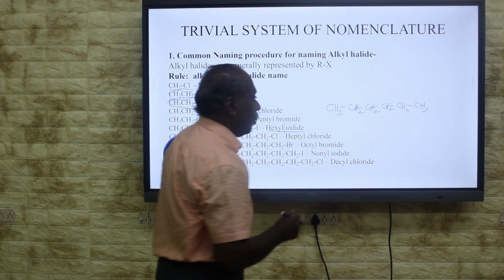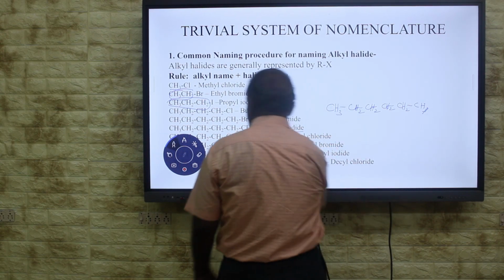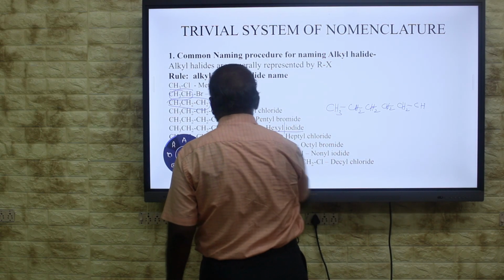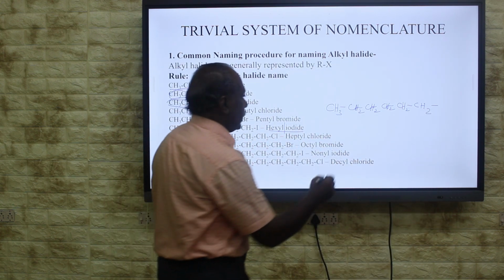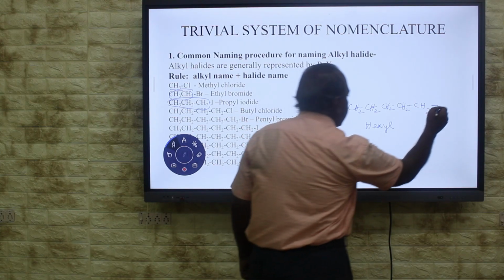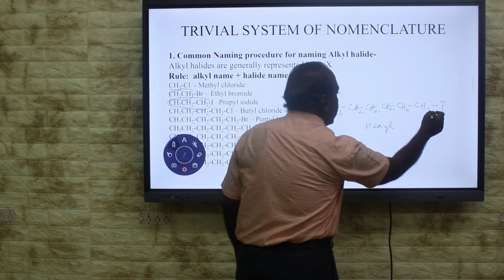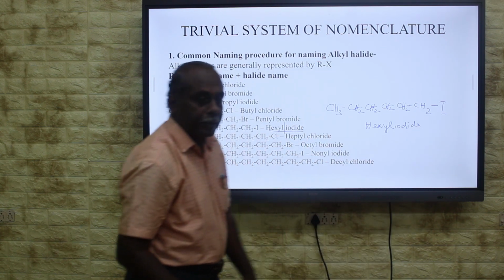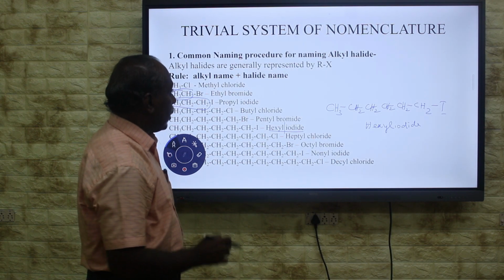In alkane, when one of the hydrogens is removed, you get alkyl. Here this hydrogen is removed, and you get hexyl. When you add I here, in the trivial name hexyl iodide, it is the hexyl part, then you add iodide, and you get hexyl iodide. That is the way of writing the structural formula of the compound. In that way we can write structural formulas for alkyl halides.